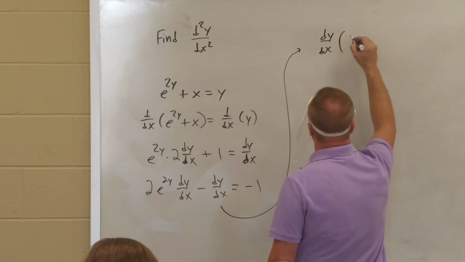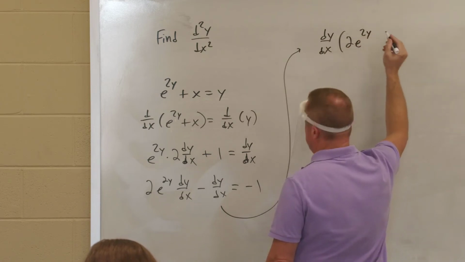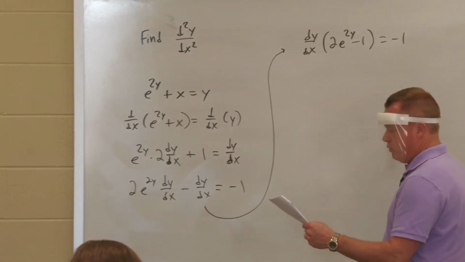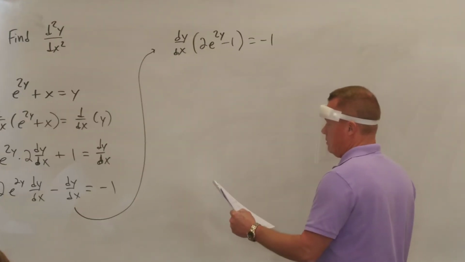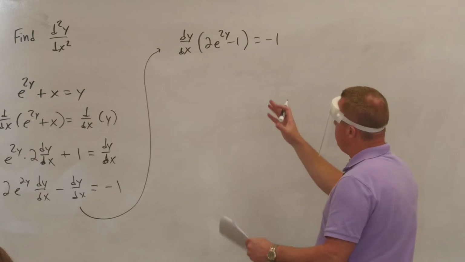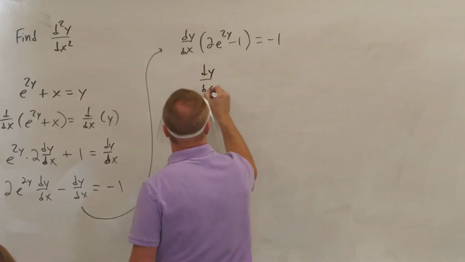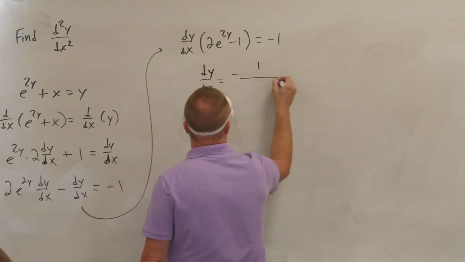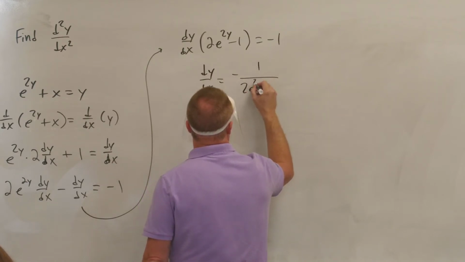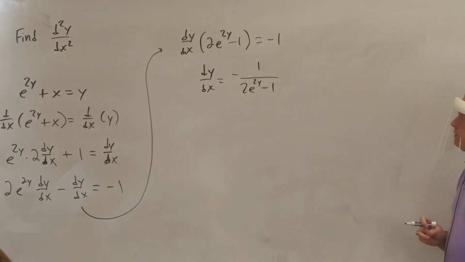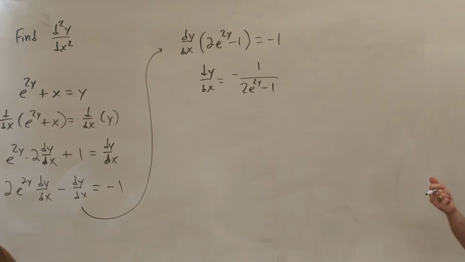So I will have 2e^(2y) minus 1 equals negative 1. All right. And now to find dy/dx, just divide both sides. So dy/dx is equal to negative 1 over 2e^(2y) minus 1. Okay? So any questions about any of that? That is the first derivative.